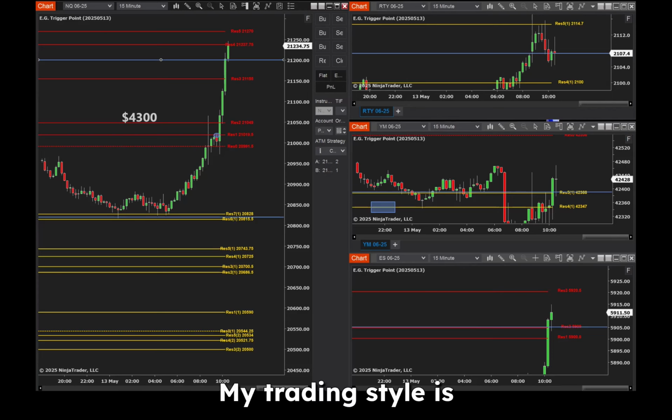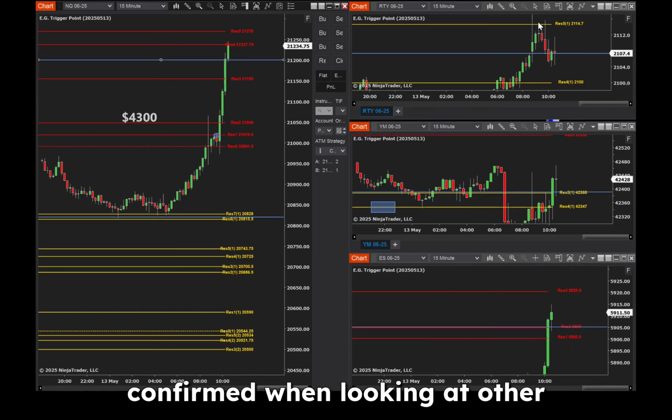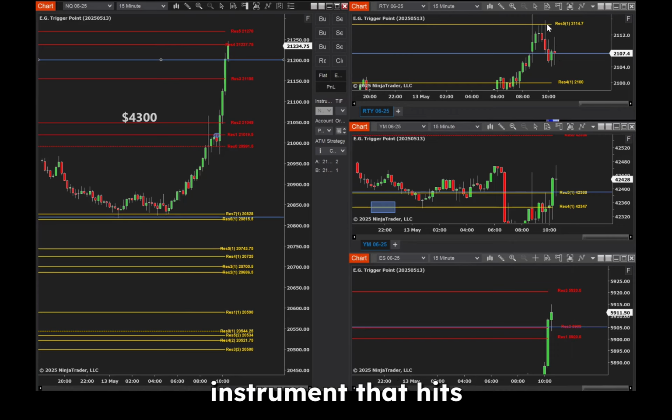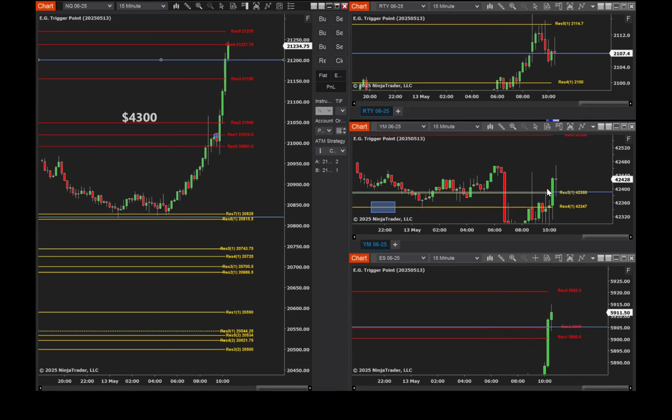Personally, my trading style is to wait for at least one confirmation from a correlated asset and ensure that there are no contradictions when looking at the other instruments. And what is the meaning of contradictions? It means that if I want to go short off resistance and it's confirmed by another instrument that hits its resistance, I look carefully that YM and ES are not hitting their support since it's a conflict. But if they are in the middle, it can be a good trade.